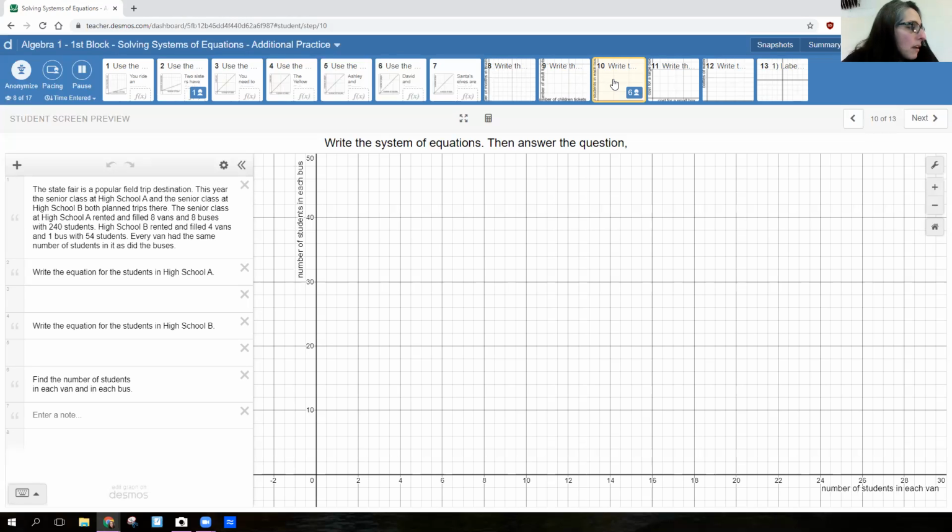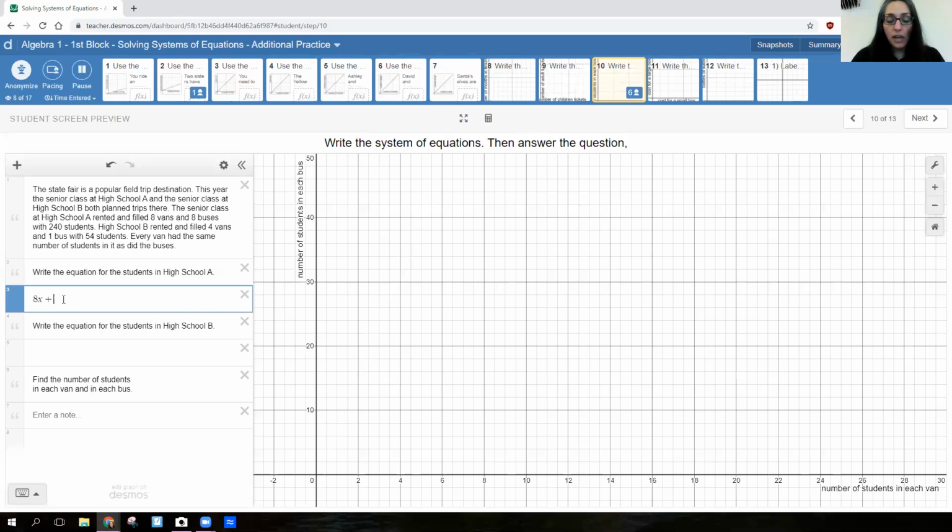Okay. All right, so here we go. So we got 2 different kinds of vehicles here. We got vans and we have buses. So let X be vans and let Y be buses. We can't use V and B because Desmos won't graph stuff for us with other letters. So we got to stick with X and Y. So X is vans, Y is buses. So high school A, 8 vans, 8 buses, 240 kids. So this is how that's going to look.